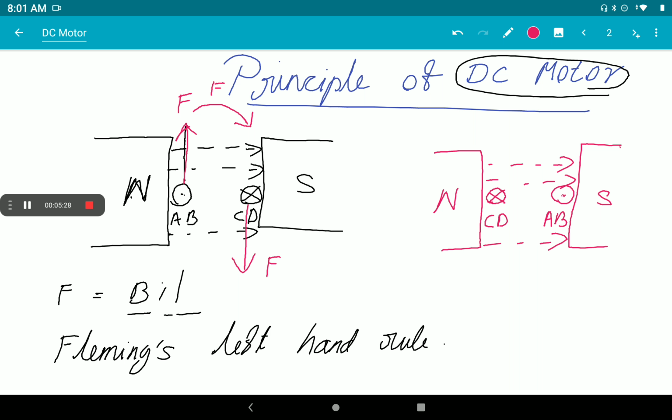So what happens? This will again produce a force in this direction and in the opposite direction. The total collective torque produced will be in the anti-clockwise direction. That is, the total torque or force produced will be in the anti-clockwise direction, which is opposite to the initial position. That means the resultant torque will be equal to zero.